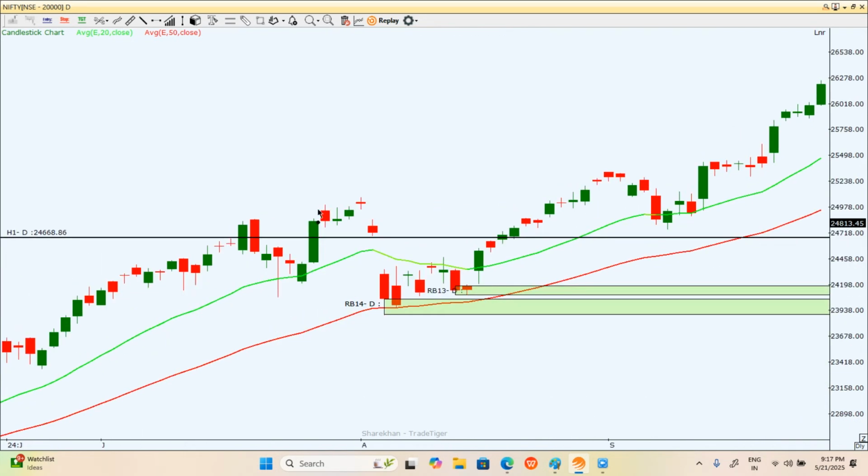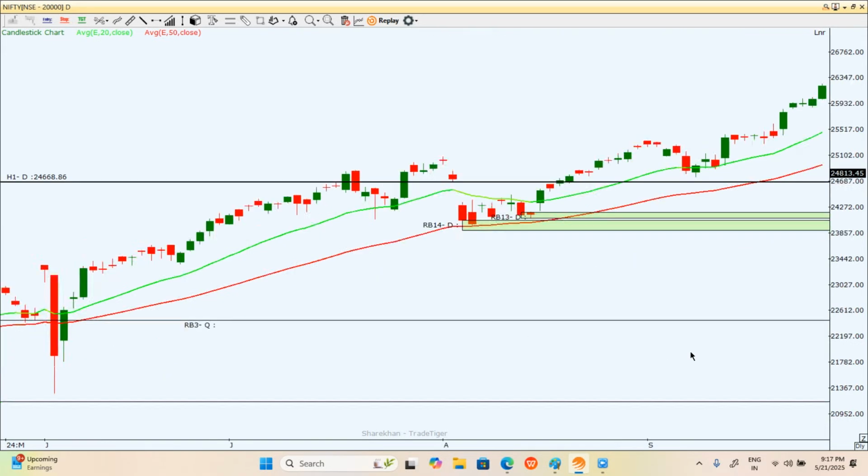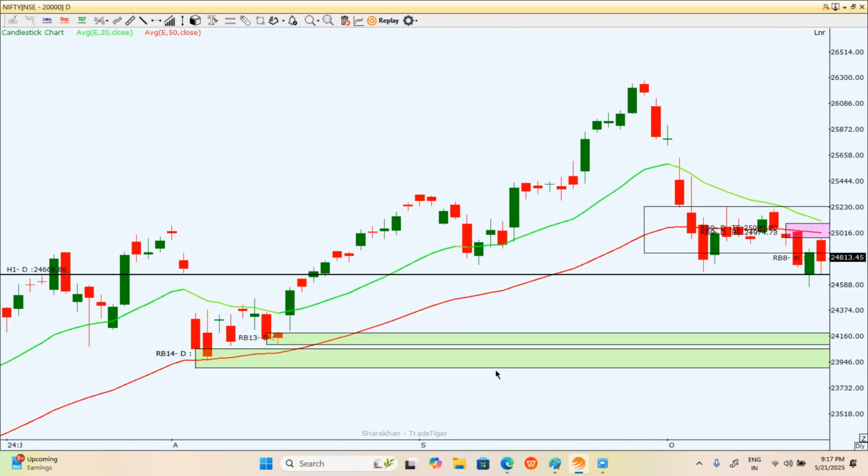The price was coming down and this was the reversal point. The price reversed from here. So we cannot ignore this demand zone. There were two demand zones nearby, the upper demand zone and the lower demand zone. This is known as level on top of the level.